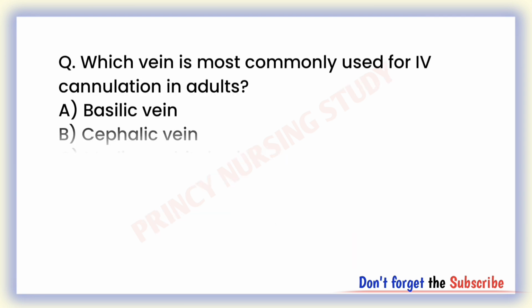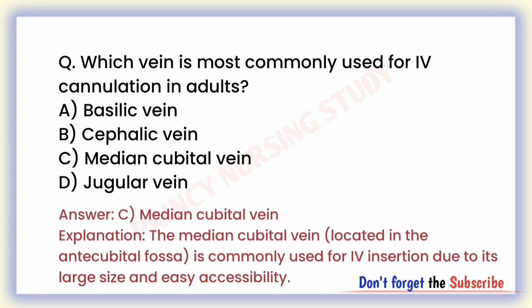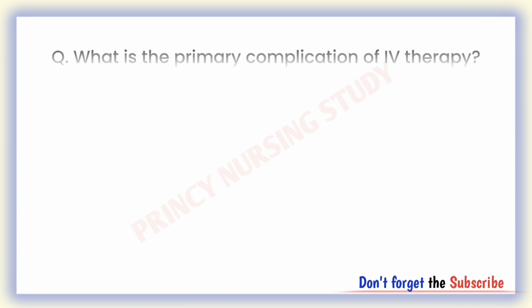Next question. Which vein is most commonly used for IV cannulation in adults? Correct answer is C. Median cubital vein. The median cubital vein located in the antecubital fossa is commonly used for IV insertion due to its large size and easy accessibility. Next question.